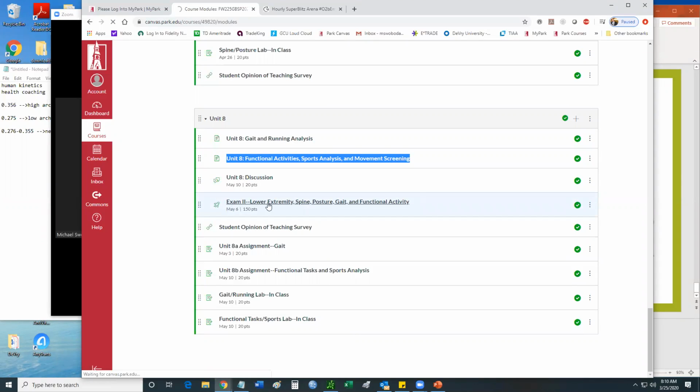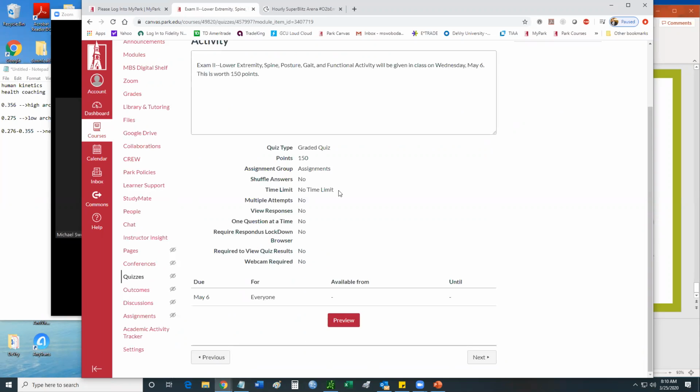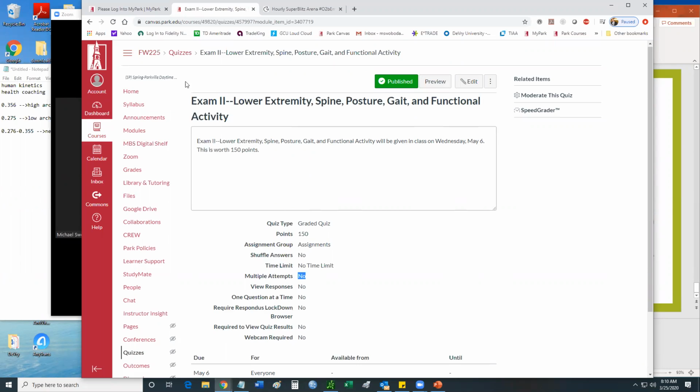Obviously, the exam is not going to be in class, so I will have this edited so that you'll be taking it online. But it'll be pretty much the same format as you had last time. I might have some more questions, but they're all going to be multiple choice. I'm planning on giving you multiple attempts for it, so it won't be a one and done thing.